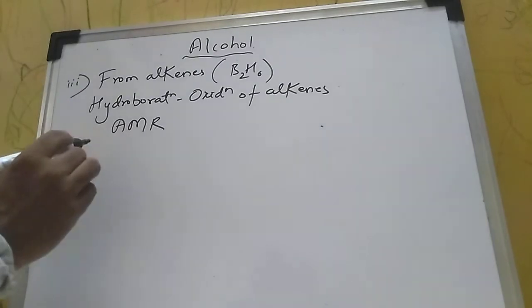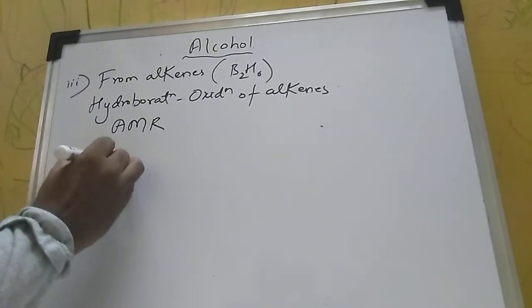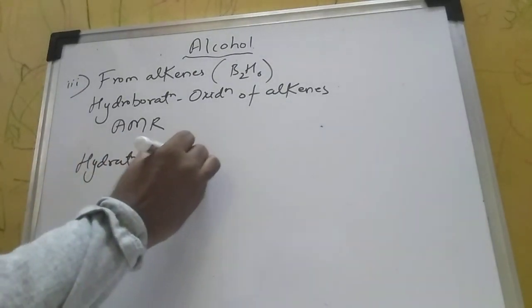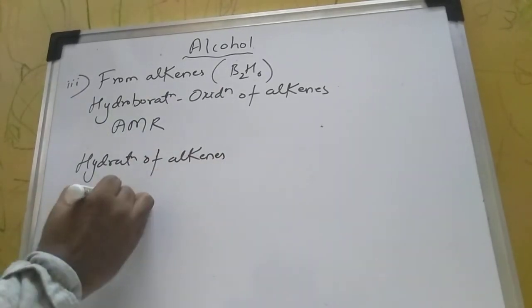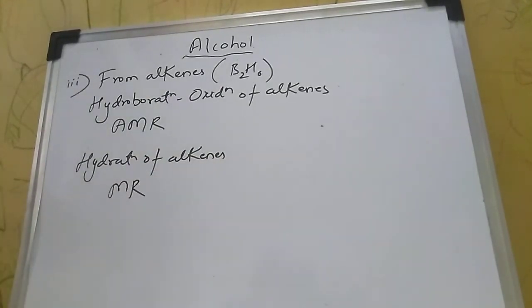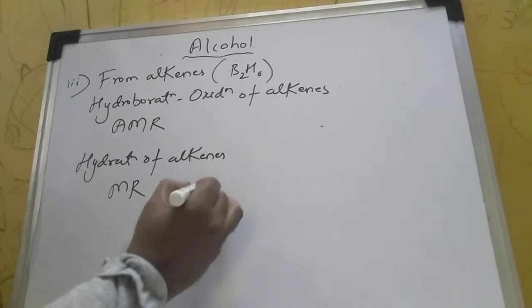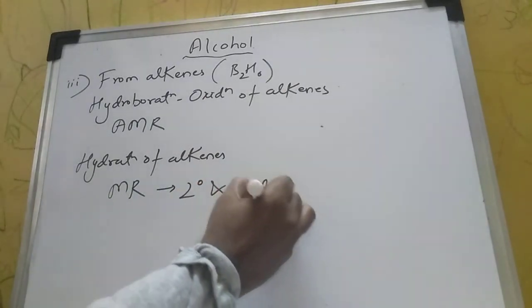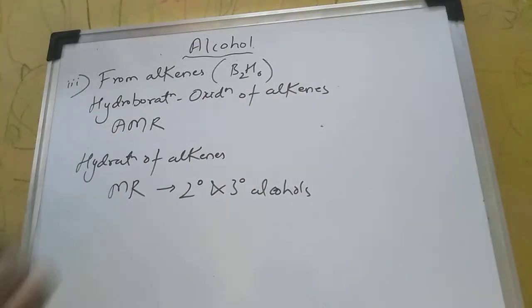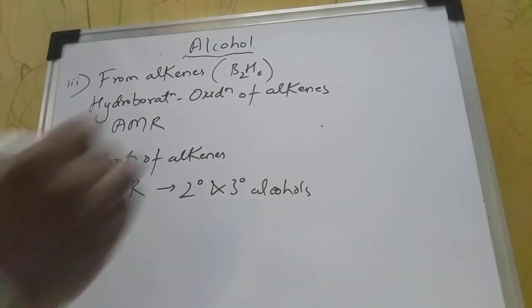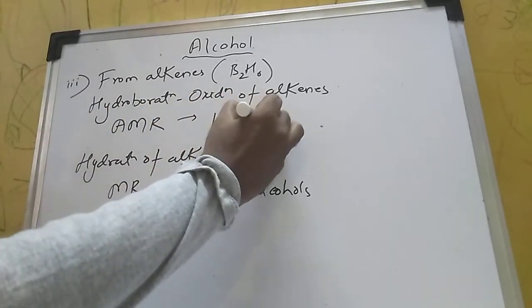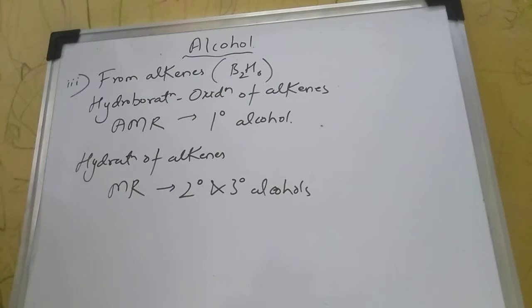Whereas in case of hydration of alkenes, the addition takes place according to Markovnikov's rule. So hydration of alkenes usually gives you secondary and tertiary alcohols. Whereas in case of hydroboration and oxidation of alkenes, we always get primary alcohol.